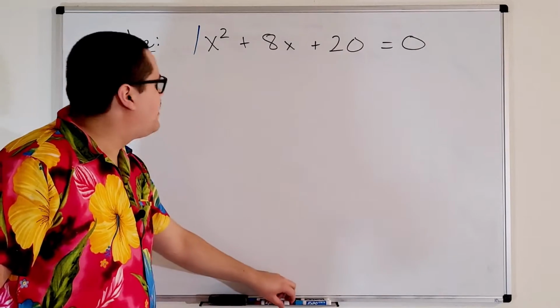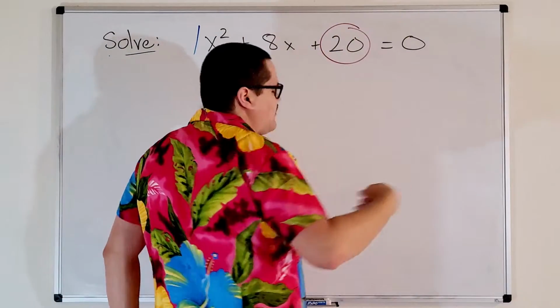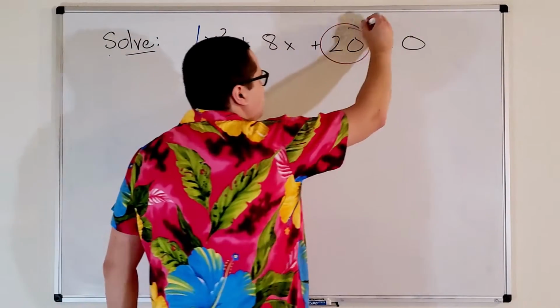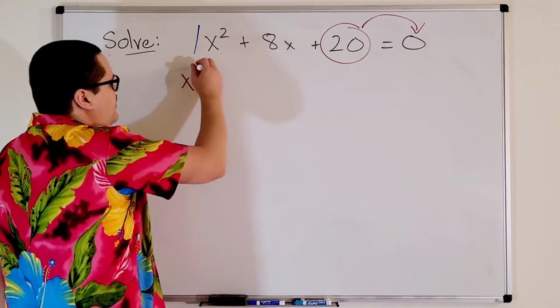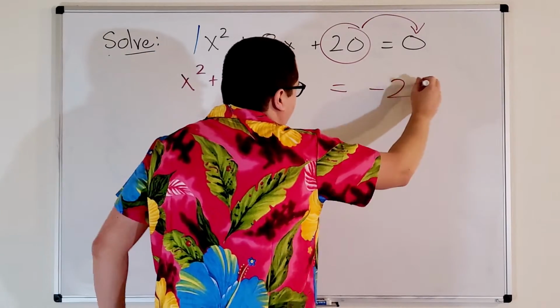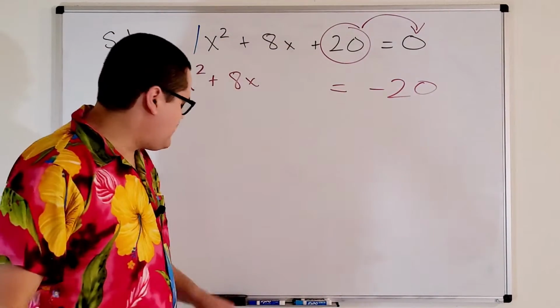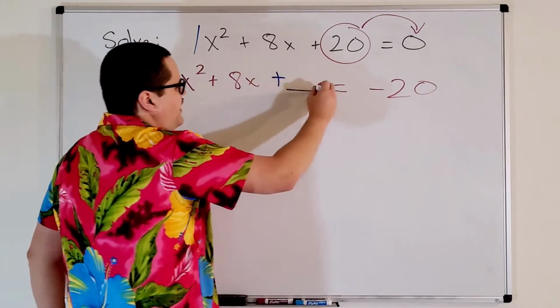Step 2, I'm going to move this constant term, the thing without any x or x squared, to the other side. And of course, we flip the sign. We have x squared plus 8x equals negative 20. And as always, I leave a little room for a plus blank on both sides.